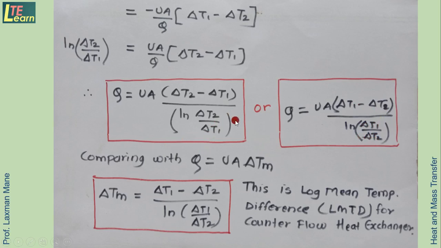Now comparing these equations with the equation Q is equal to UA delta Tm, we will have for delta Tm either this equation or this right side. So we can write here delta T1 minus delta T2 upon natural log of delta T1 upon delta T2. Now this is the equation for what? Delta Tm, the log mean temperature difference. Now this is for the counterflow arrangement of the heat exchanger.